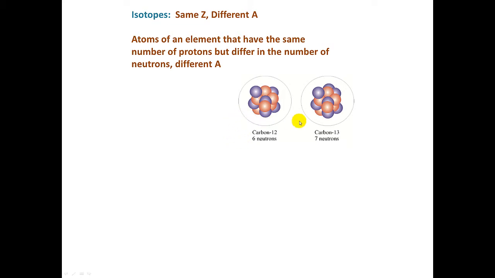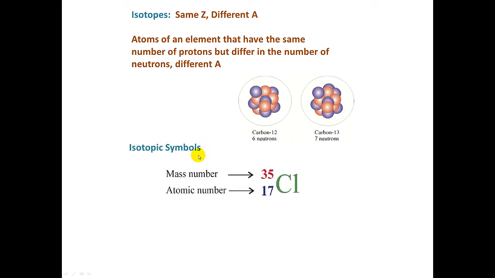Let's look at carbon, for instance. It has two stable isotopes, carbon-12 and carbon-13. Carbon-12 has 6 protons and 6 neutrons in the nucleus. Carbon-13, however, has 6 protons in the nucleus and 7 neutrons. We know that these are both carbon atoms because they both have 6 protons in the nucleus. They only differ in their mass number, or in the number of neutrons.